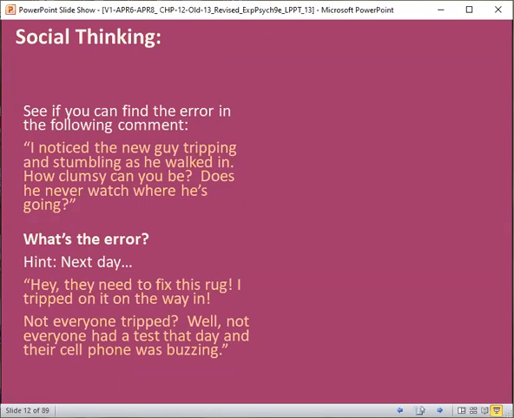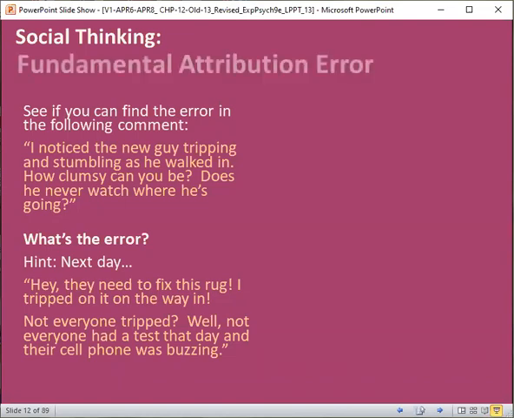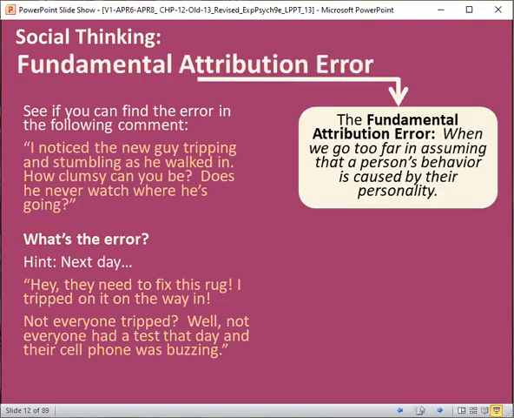Okay, not everyone tripped. Well, not everyone had a test that day and their cell phone was buzzing. So we see now a variety of external or situational attributions for the behavior that we saw previously. We have more information. But those of us who were born in Western cultures like here automatically tend to go with the dispositional cause for a behavior, and that is the fundamental attribution error. When we go too far in assuming that a person's behavior is caused by their personality, that is the error that we commit.